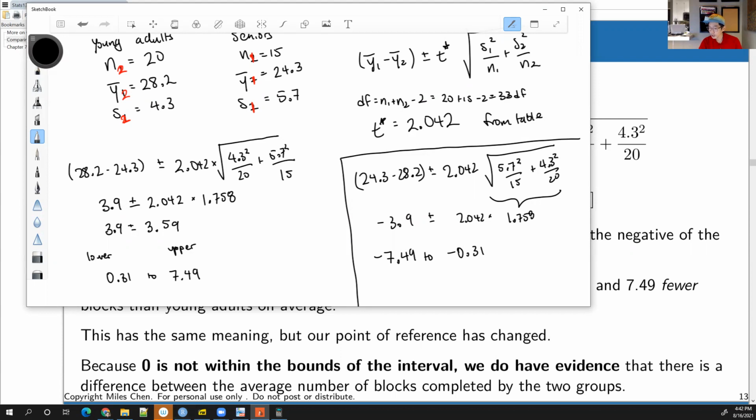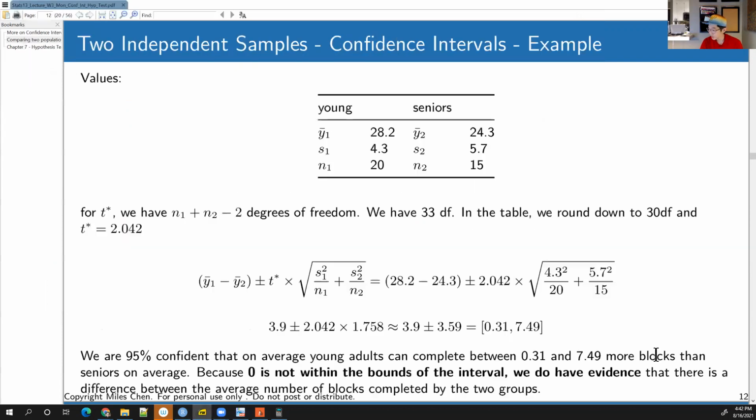Did I have to put "on average" twice here? Let me see. Confident that on average, seniors on average. I guess it's a little bit redundant to put "on average" in there twice, but I wanted to really emphasize that we're just talking about the average.